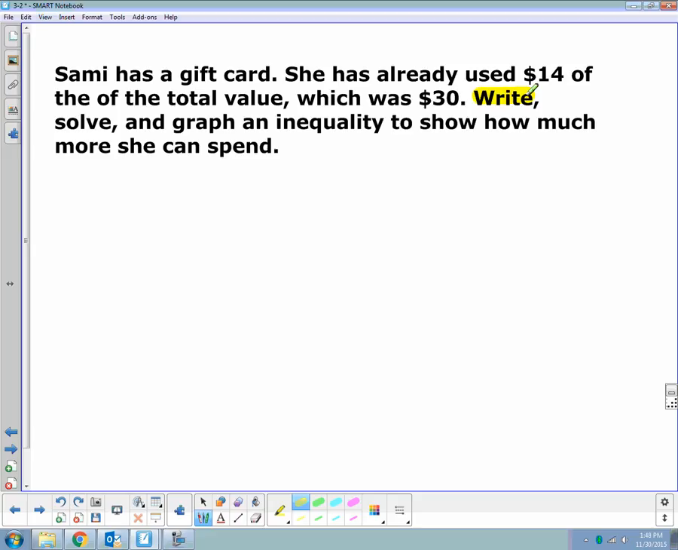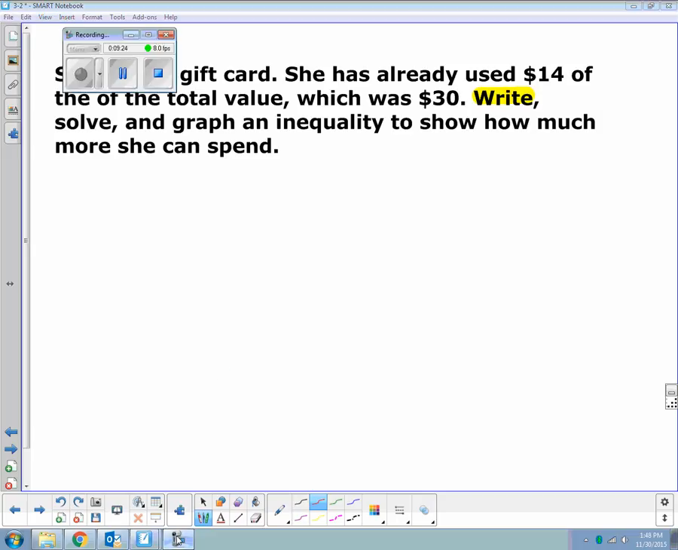Write an inequality. We're not just finding the answer. I don't want to know that, oh, she could spend $16 more. No, I want you to be able to write an inequality. That's what we're really pushing for here, being able to write that inequality. If you can get the answer, that's great. But I want you to be able to write it down as an inequality. That is more challenging. It's more difficult. And that's why I'm going to ask you to do something more difficult.